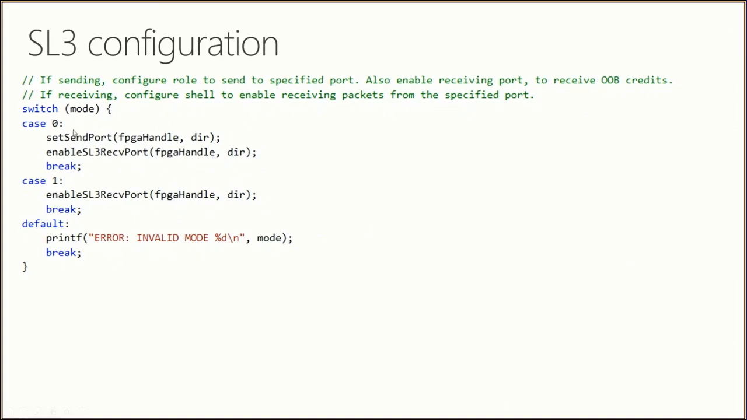It enables the Serialized 3 receive link. For the send node, you should specify the sending direction as well as enable the receive port to receive the out-of-band credits. For the receiving node, you just need to enable the receiving link.